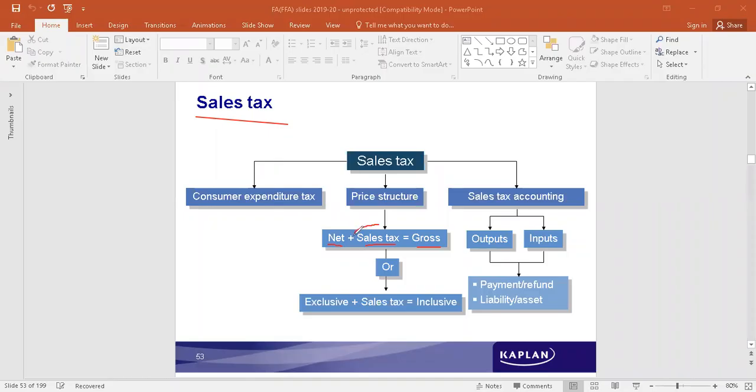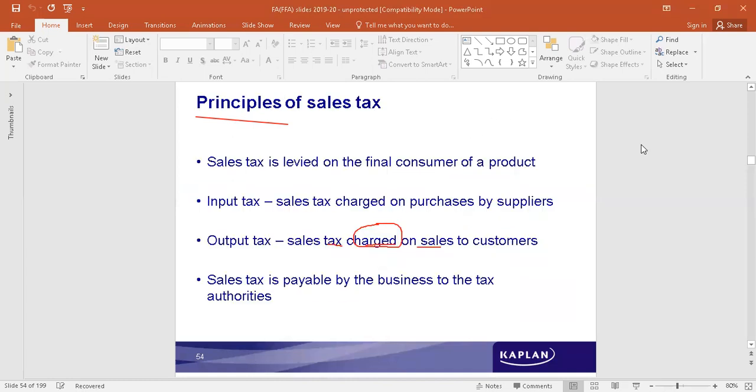This amount is collected by the seller, but it is not his revenue, and he would not be enjoying that. After the end of the period, the seller will have to remit it to the government or pay it to the government. This is sales tax, which is included in the price that is offered to the customers. What's the accounting treatment of that?